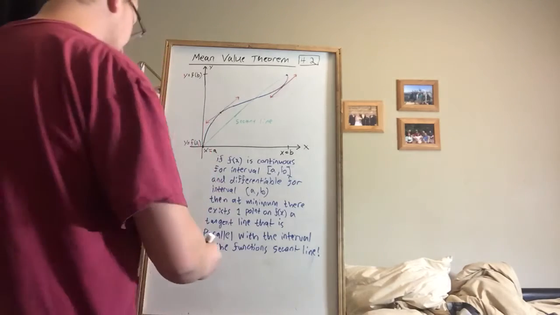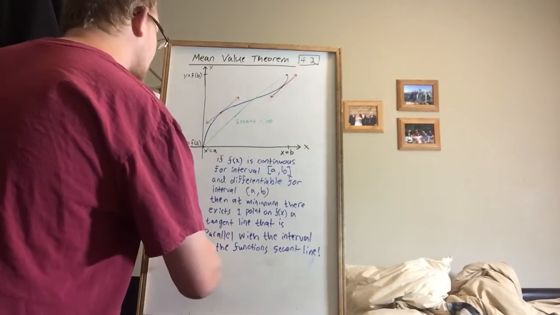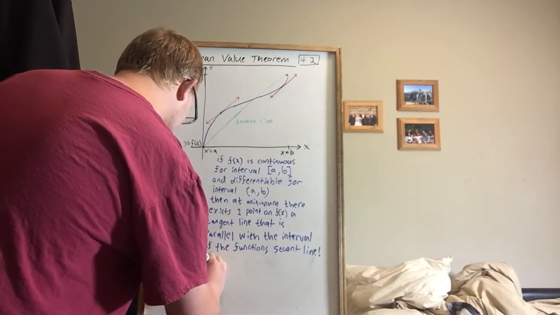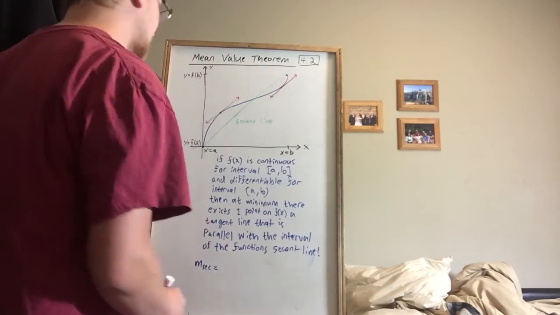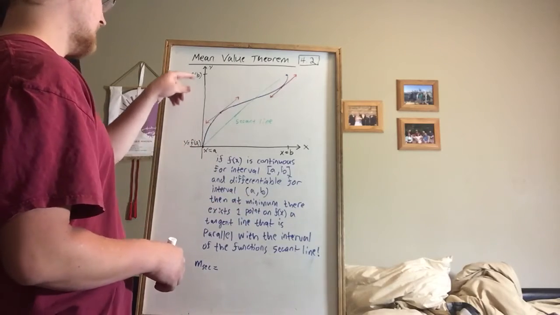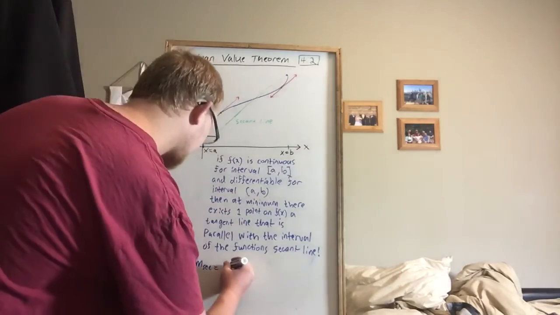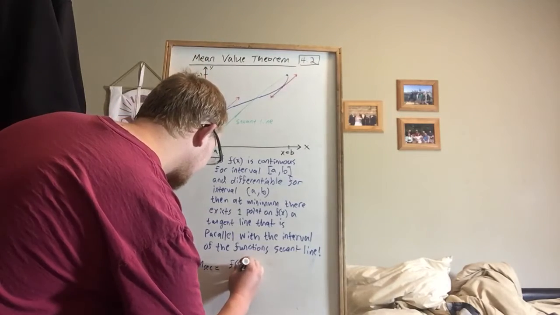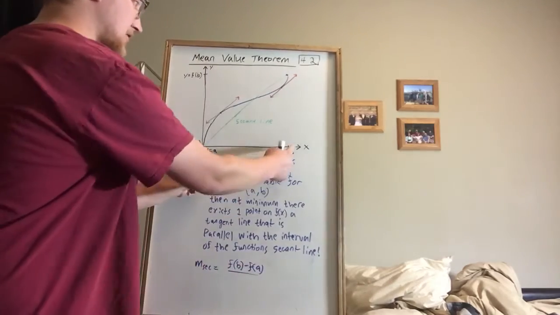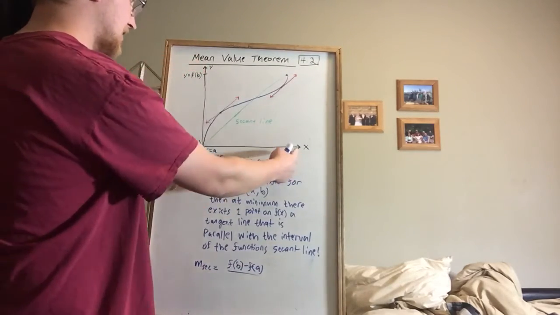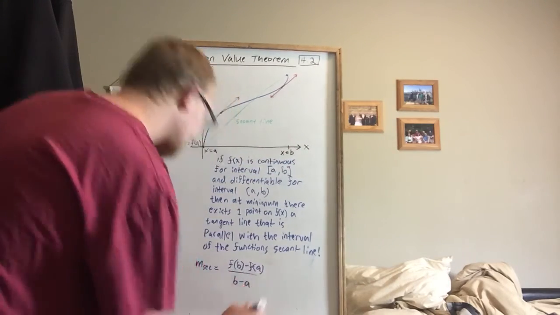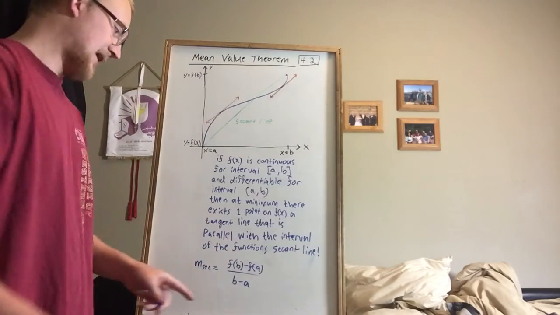So the slope of the secant line, we'll call it m_sec, is going to equal rise over run, right? So rise is from f(a) to f(b), so we've got f(b) minus f(a), and we're dividing it by the change in x. So we did the change in y. Now the change in x is going to be b minus a. So this is the slope of the secant line.